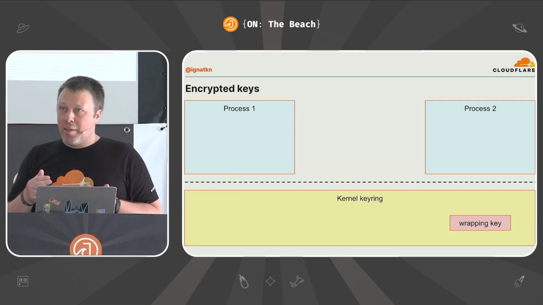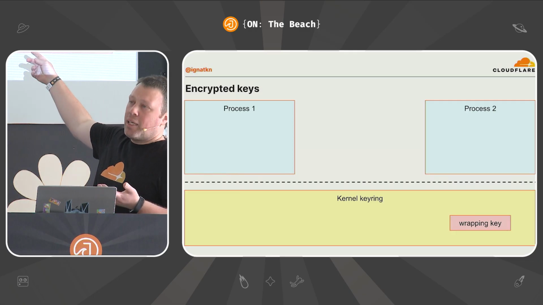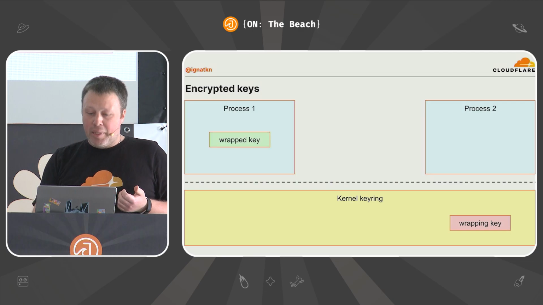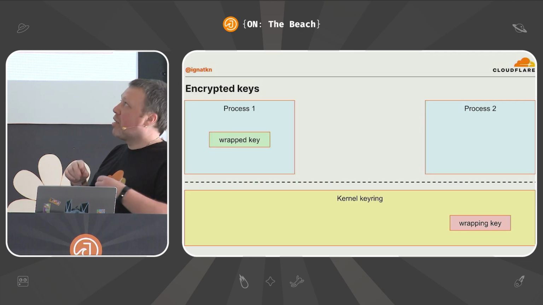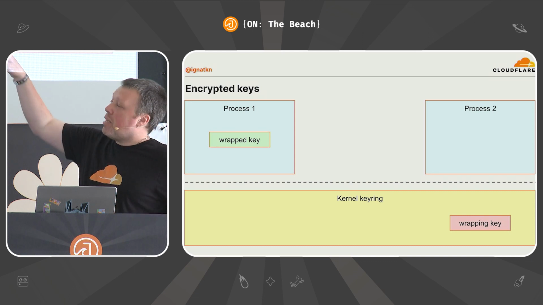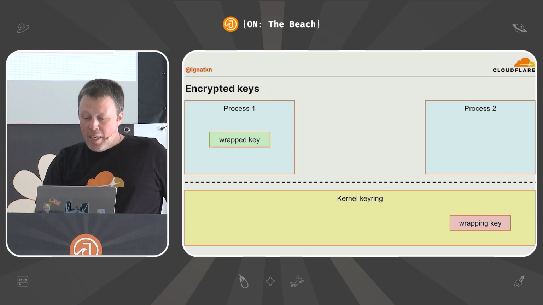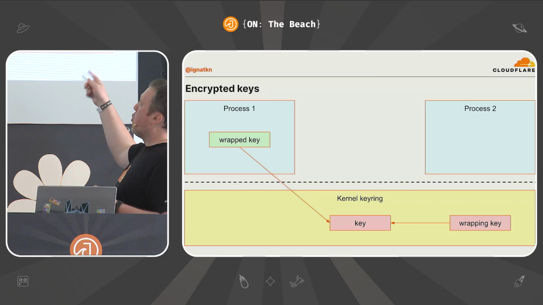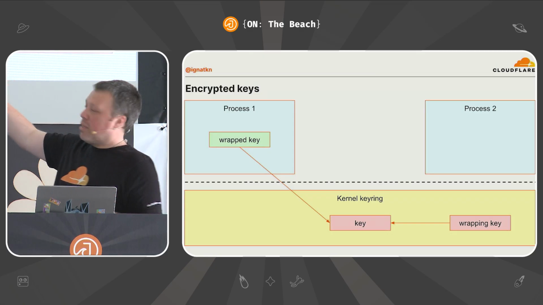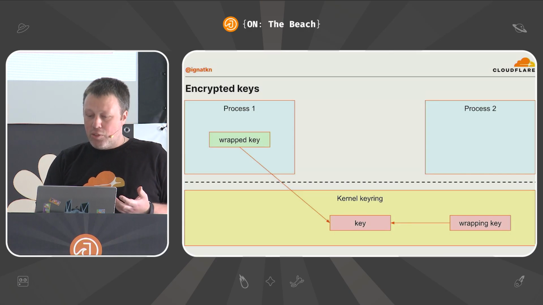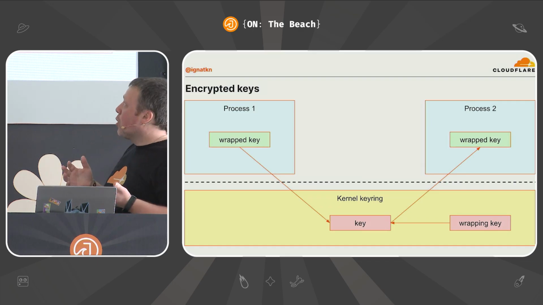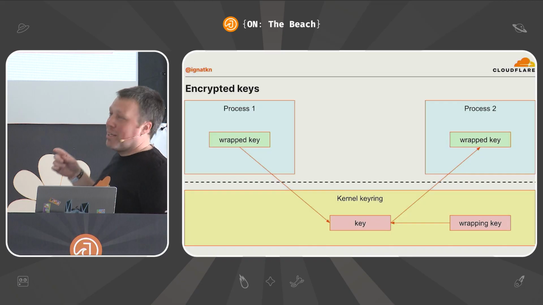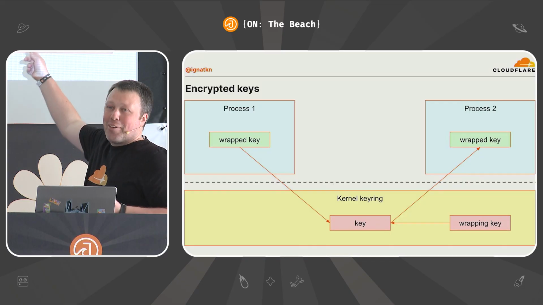The idea behind that is you already have some wrapping key inside the kernel, and the application has an encrypted blob, which is cryptographic material encrypted with this wrapping key. So in user space, it's encrypted. When you insert it, the kernel will use the wrapping key to decrypt the cryptographic material, but if you try to read it back, it will be encrypted again.